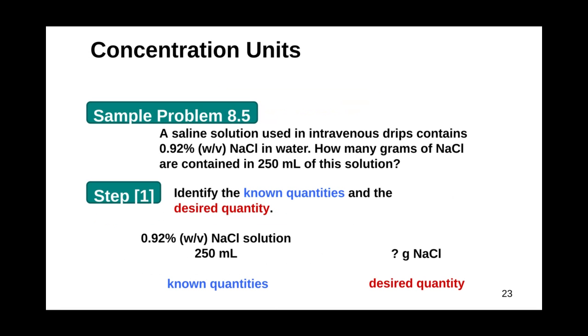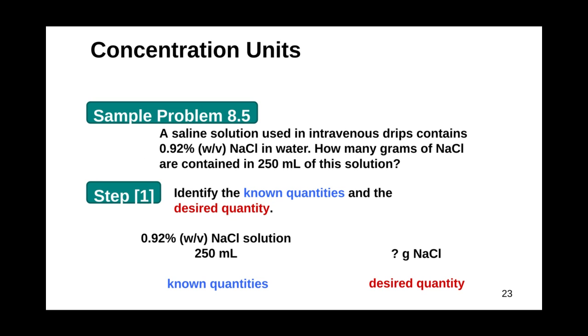So let's do a problem with these concentration units. So we have weight to volume and volume to volume. That's pretty much all we're really going to do in terms of these percentages. But our problem we're going to do is a saline solution used in intravenous drips contains 0.92% weight to volume sodium chloride in our buddy water. How many grams of sodium chloride are contained in 250 milliliters of this solution?